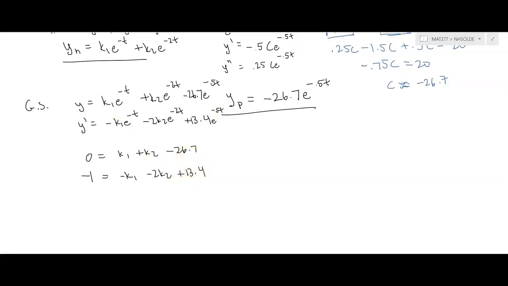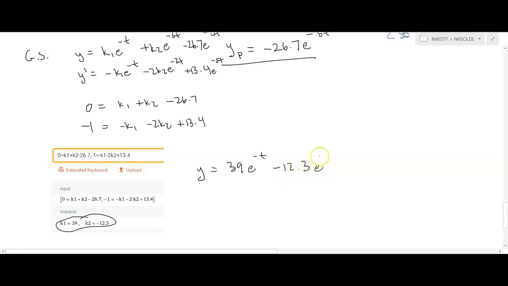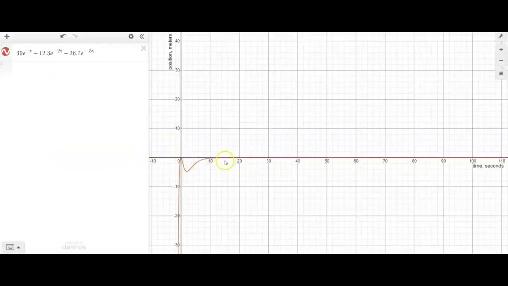So going to Wolfram Alpha, and we get k1 equals 39, k2 equals negative 12.3. So our final solution is going to be y equals 39 e to the negative t plus, or I should say minus, 12.3 e to the negative 2t minus 26.7 e to the negative 0.5t. So we're now ready to graph this. Again, we can see that as t approaches infinity, these three terms will all go to 0. And here's what we get.